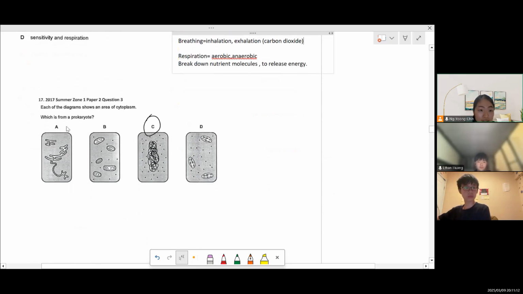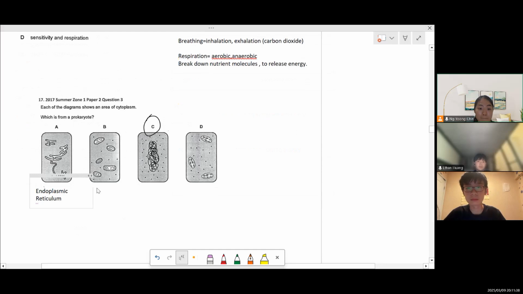Okay, then about this prokaryote, you already know that this is C. A, B, and D are not referred to the prokaryote, because this organelle refers to the endoplasmic reticulum. This one. Reticulum. Yeah, this thing, you will learn in chapter 2.